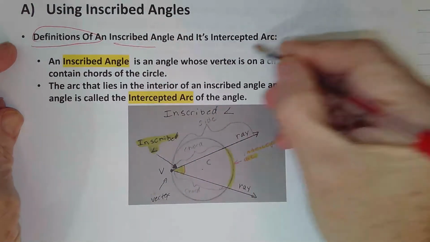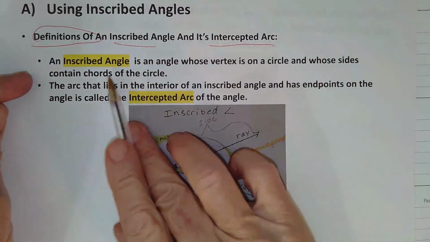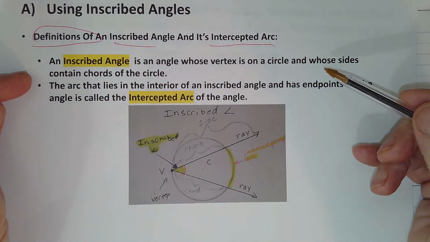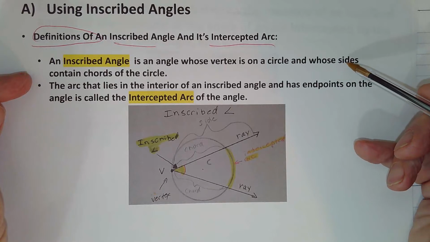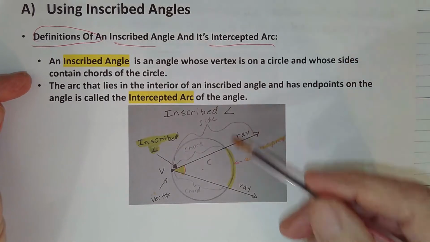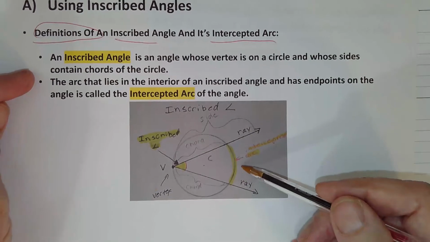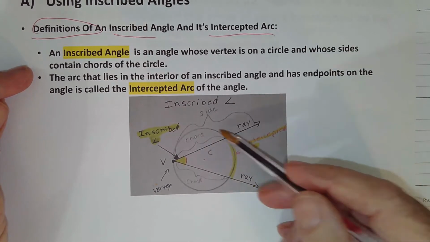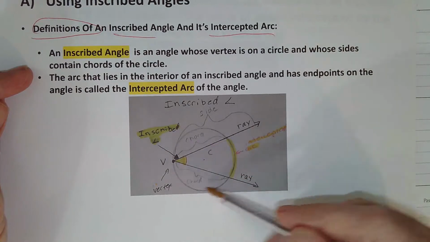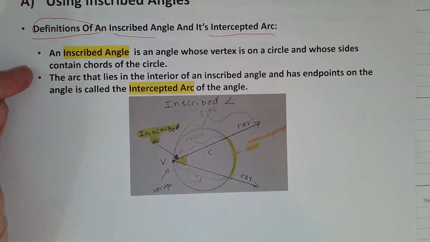So let's look at using inscribed angles, and in particular the definitions of an inscribed angle and its intercepted arc. An inscribed angle is an angle whose vertex is on a circle and whose sides contain chords of the circle. So I drew this. This is a version of what I showed you before. I drew this circle using a compass.